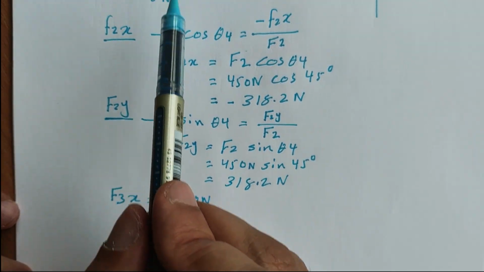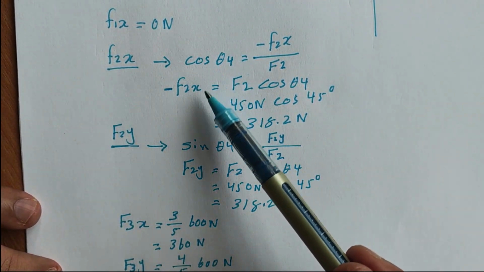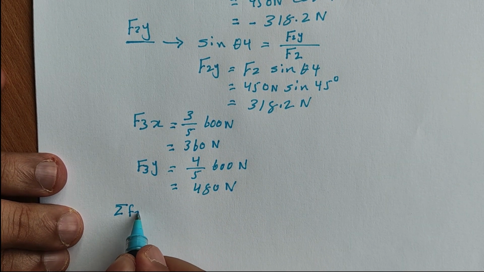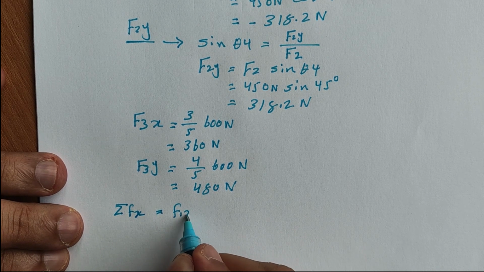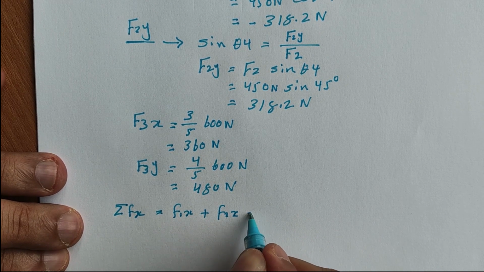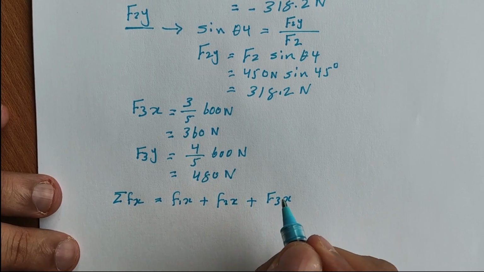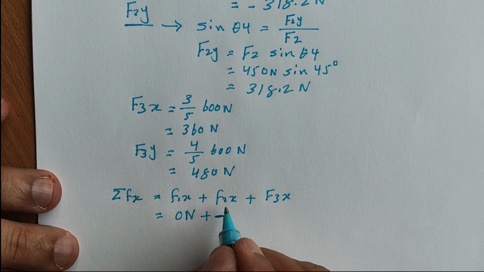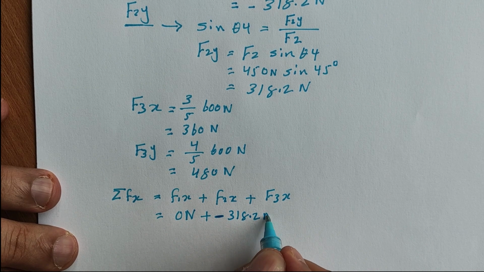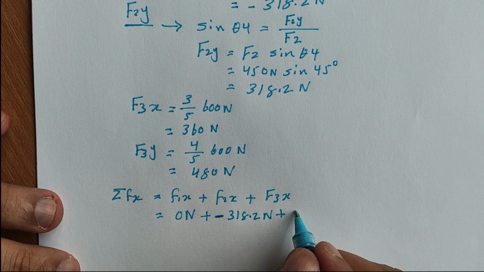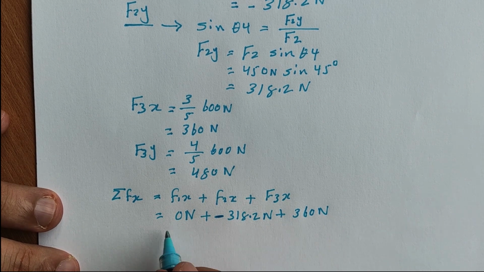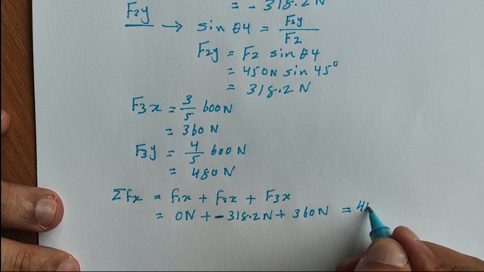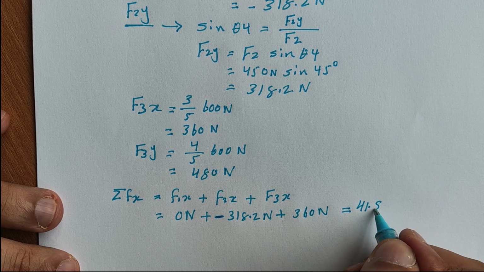Now once we have resolved all of these forces into x and y components, we just sum the forces. The sum of the forces on the x-axis should equal F1 on the x-axis plus F2 on the x-axis plus F3 on the x-axis. That all should equal 0 Newton for F1, negative 318.2 Newton for F2, and 360 Newton for F3. When you sum all of these, they should equal 41.8, if I'm not wrong, Newton.